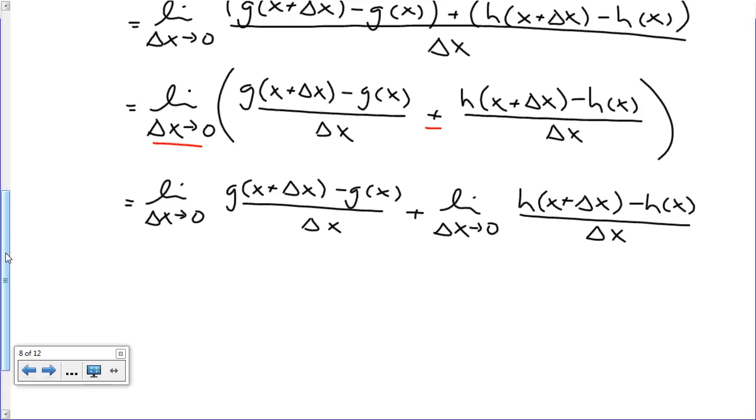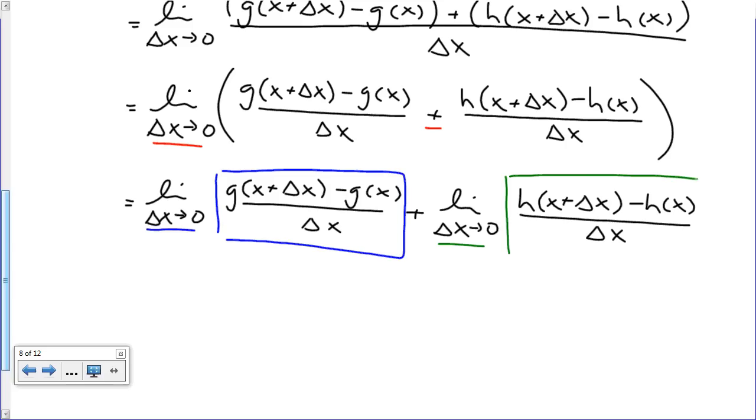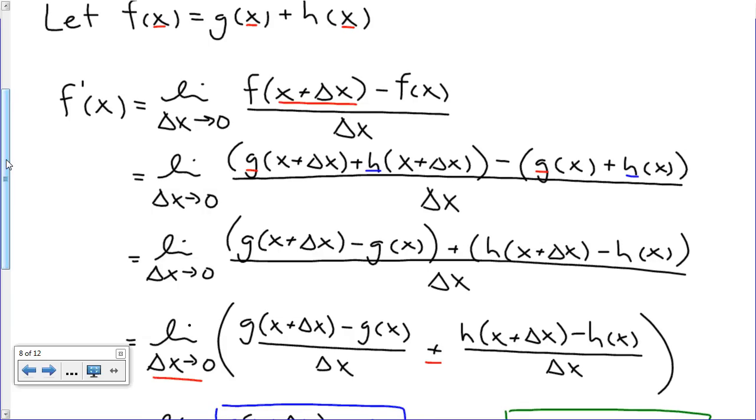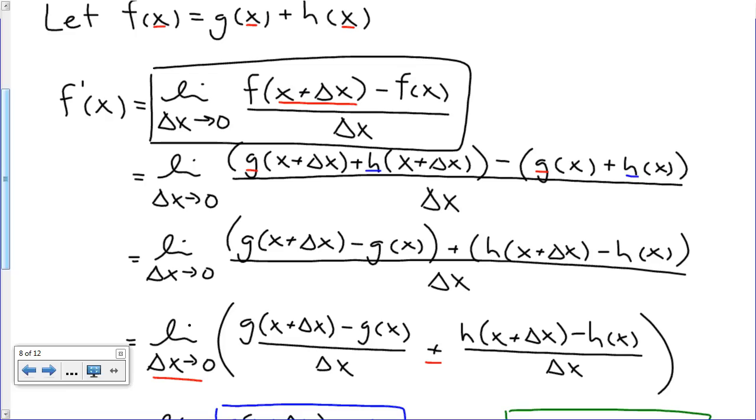And now what I can see that I have here, I've got the limit here of a difference quotient. G of x plus delta x minus g of x all over delta x. That's a forward difference quotient right there. In fact, I have another one of those guys sitting right here. This is a limit of another forward difference quotient. In fact, if you go back to what we started with in this problem, that's what I started with in the very beginning of this problem, is I have a limit of a forward difference quotient is how I defined what f prime of x is equal to.